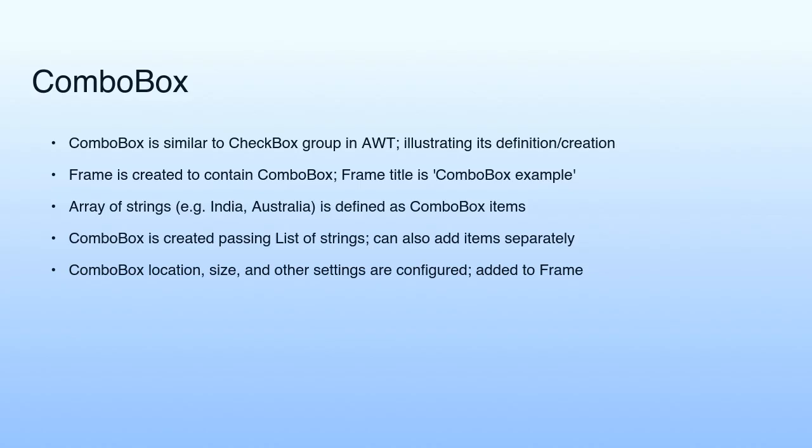An array of strings, such as India and Australia, is defined to serve as the items for the combo box. The combo box is then created by passing this list of strings, although items can also be added separately. Finally, the location, size, and other settings of the combo box are configured before adding it to the frame.